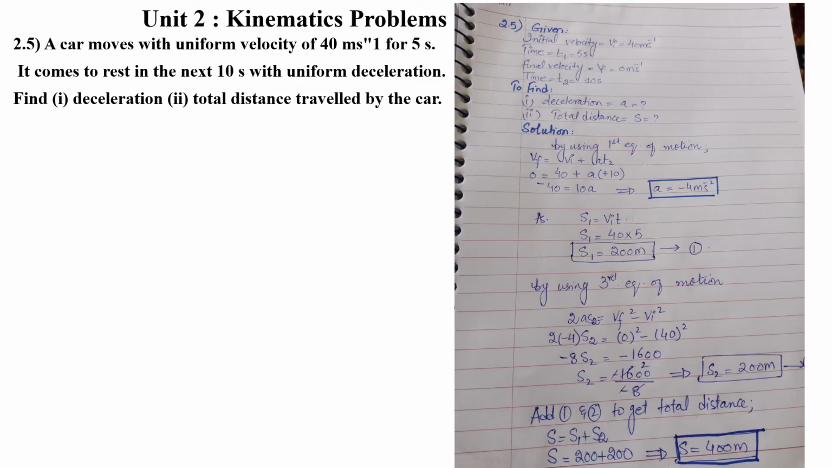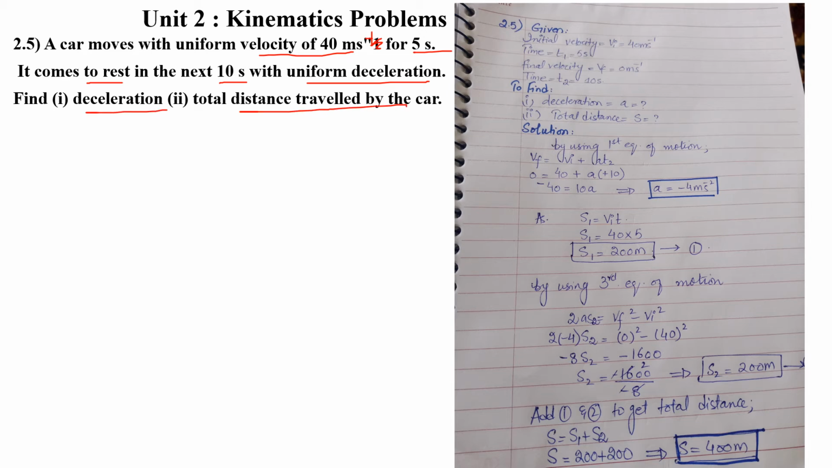So problem 2.5 is: a car moves with uniform velocity of 40 meter per second for 5 seconds. Then it comes to rest, it means the final velocity will be equal to 0, in the next 10 seconds. So here we have two times. This 5 s is for the initial velocity, and this 10 seconds is for the total, vi and vf, right? With uniform deceleration, find the deceleration and total distance traveled by the car.